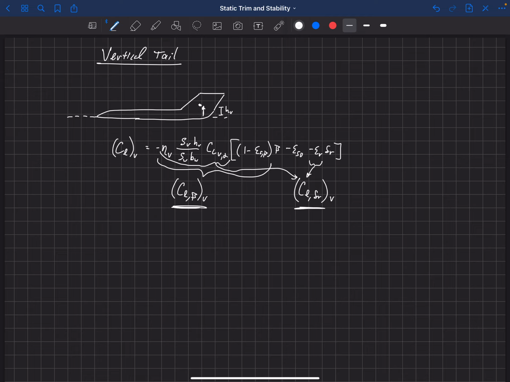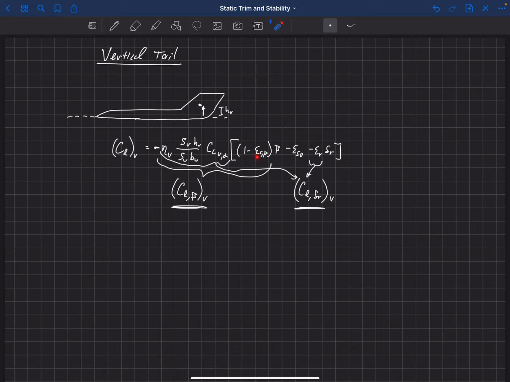Okay, so if we just focus on the roll stability derivative here for just a moment, we notice we've got a negative out front, and then all of these terms in here are going to be positive. This is just a ratio. That's going to be positive. The areas are positive. This length is positive. Our lift slope is positive.